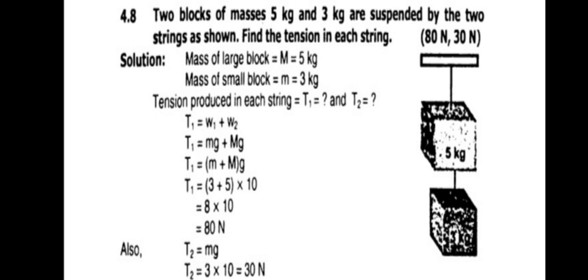Now you will write down the given data, that is mass of the large box equals 5 kg, and mass of the small box equals 3 kg. Now you are asked to find the tensions T1 and T2. For T1 you have seen there are two weights, W1 and W2. You are not directly given the value of W1.